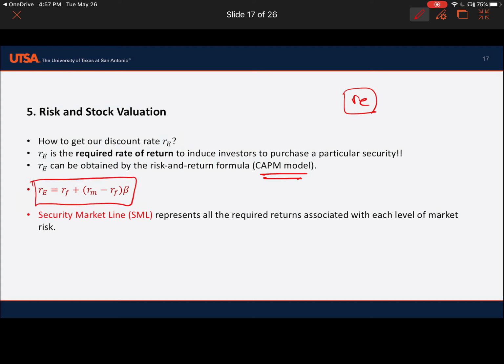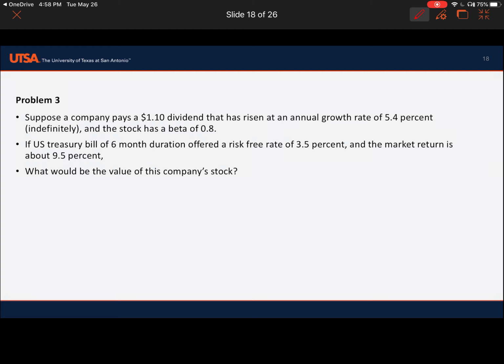How can we find the cost of equity? We have the risk-free rate, the market rate of return, and beta. Beta is the stock beta. Every stock has a different beta. A security market line represents all the required returns associated with each level of market risk. We will be using this formula to find the return on equity. We already know the risk-free rate and the market rate of return, and by using this capital asset pricing model, we find the cost of equity. Maybe it will be much clearer when we solve problem 3.